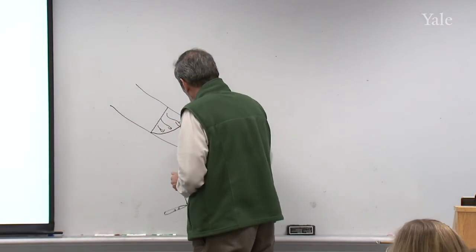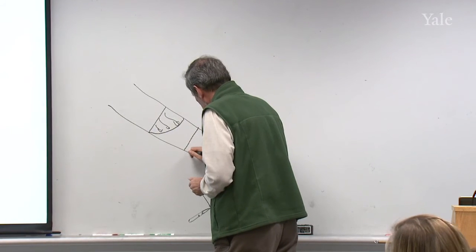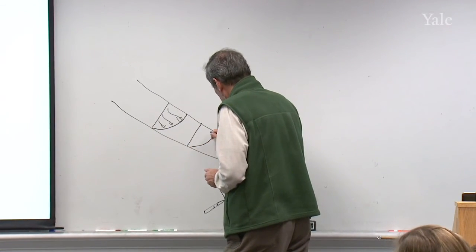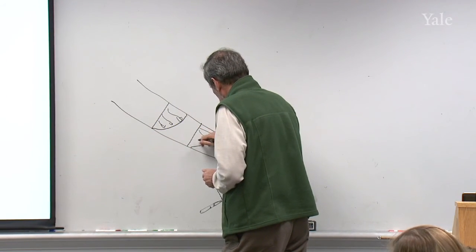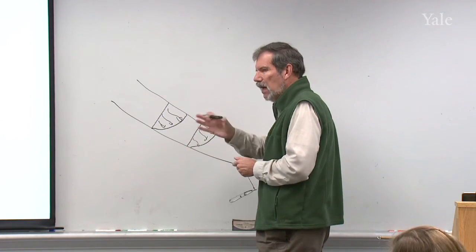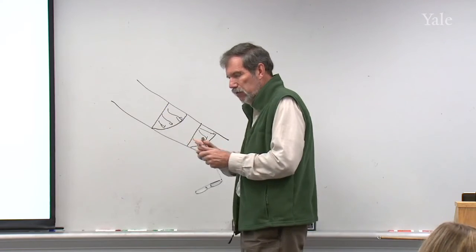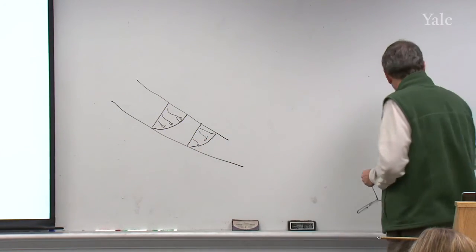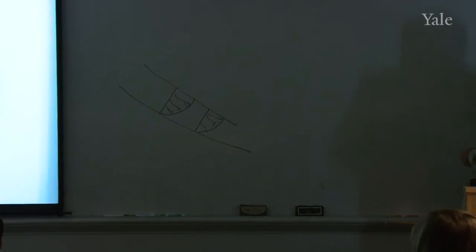Glaciers do some of this, but they also slip a little bit along their base. So it'd be more accurate to draw it like this. There's some internal deformation, but there's also some slip right at the bottom. So it's a combination of the two that allows it to slide down the slope like that.